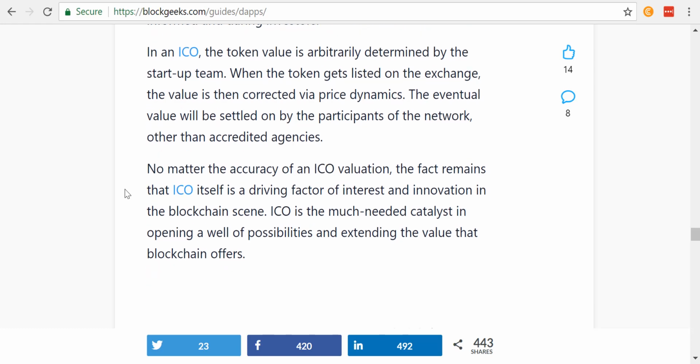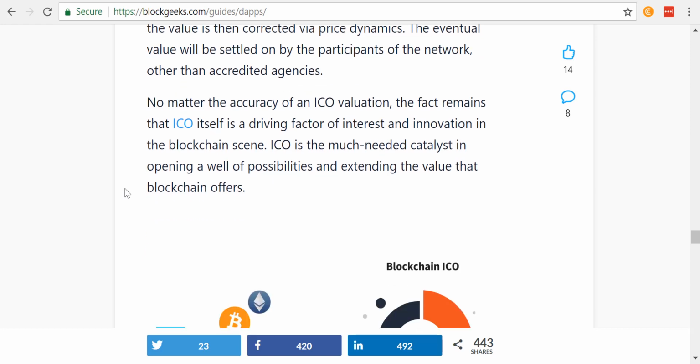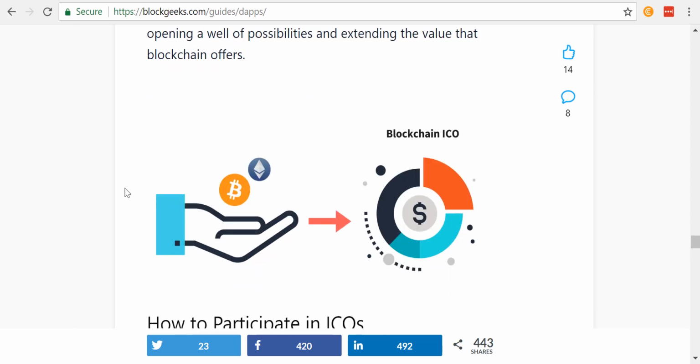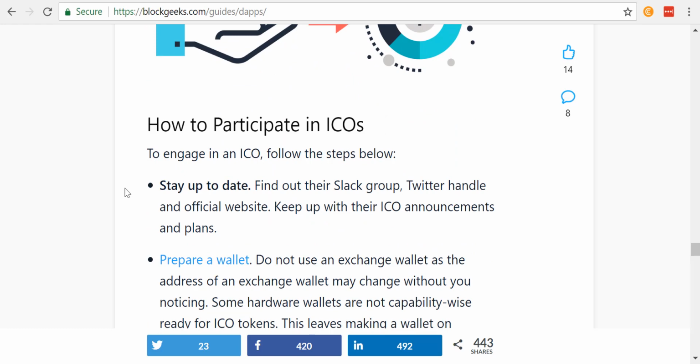No matter the accuracy of an ICO evaluation, the fact remains that ICO itself is a driving factor of interest and innovation in the blockchain scene. ICO is a much-needed catalyst in opening a well of possibilities, extending the value that blockchain offers. How to participate in ICOs.